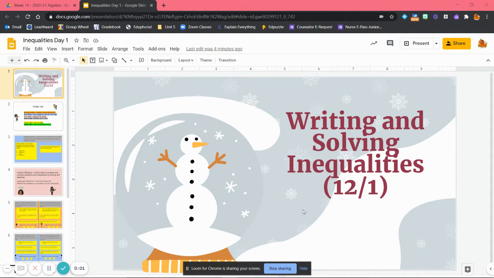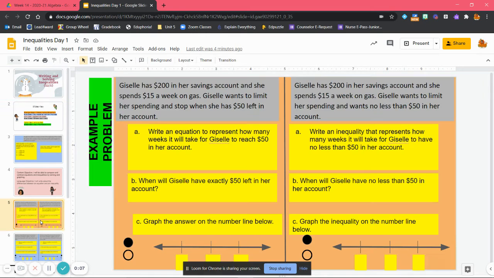All right, so we are going to be working on writing and solving inequalities today. If you want, you can meet me on slide 5, and I will go over the example problem for today. If you notice on slide 5, it looks like there's two problems that we're comparing, and we are going to be comparing two problems as we go through today's slides.